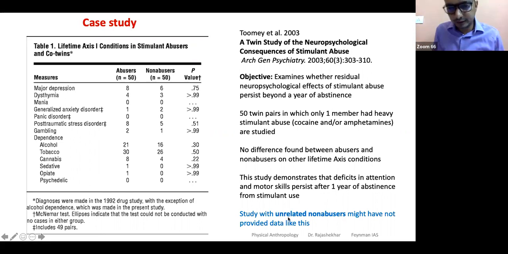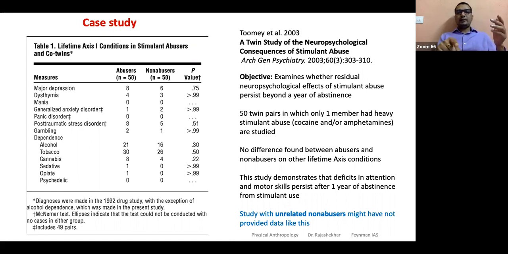Rather than understanding all these components, we'll take up the main outcome here. People who are drug abusers have a problem in focusing, a problem in showing attention, and a problem in motor skills, meaning holding something. Holding on to something had become a problem even after 1 year because of drug abuse. So this effect continued even after 1 year when compared to the co-twin, meaning it is not because of their genetic problem, not because of an inherent issue in controlling their motor skills, but because of the drug abuse. We know that because the DNA is the same.